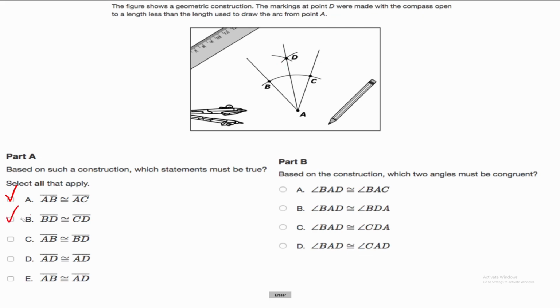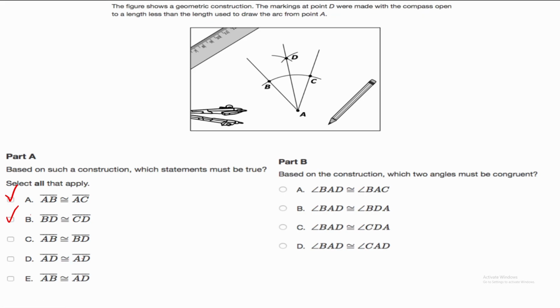The reason that has to be true is because if you switch the length of your compass, or the radius of the compass, when you make these 2 arcs up top by D, then none of this is going to work. And it's going to give you something that is not cutting it in half. AB is congruent to BD. No, this should not be true. AB should not be congruent to BD.